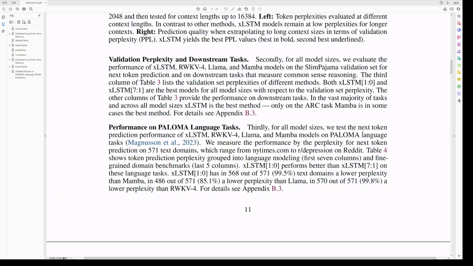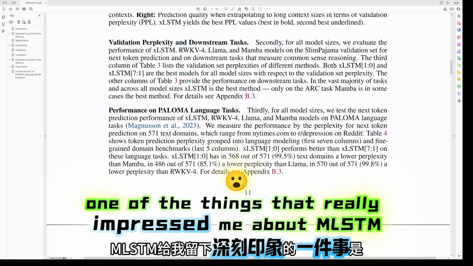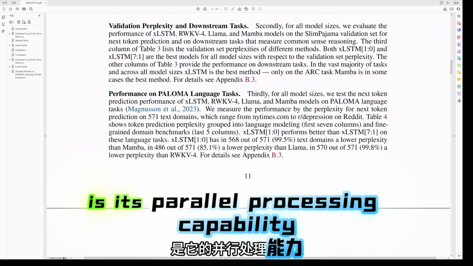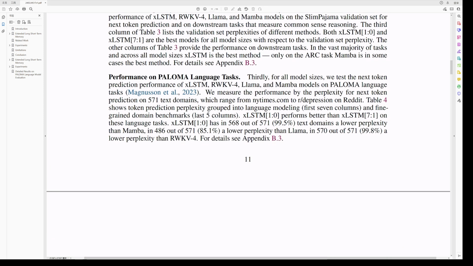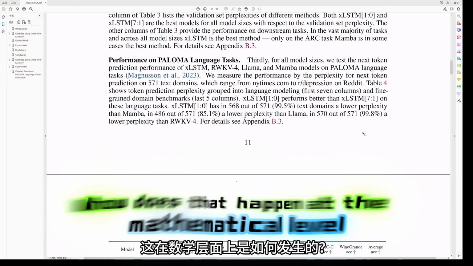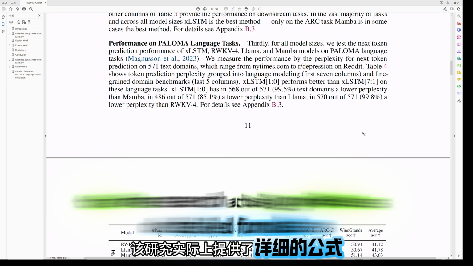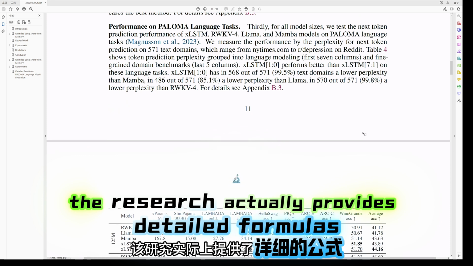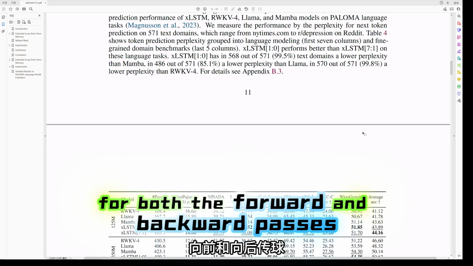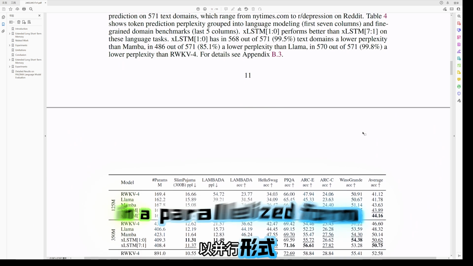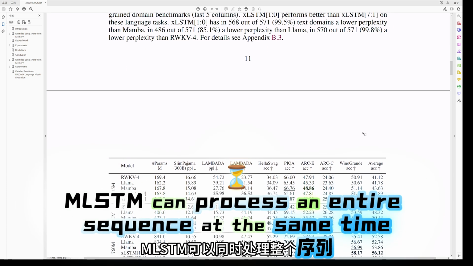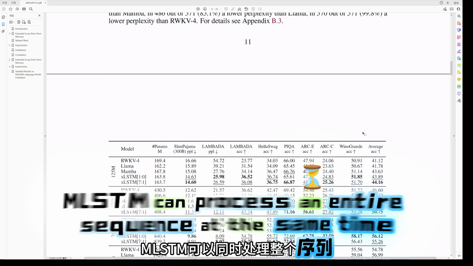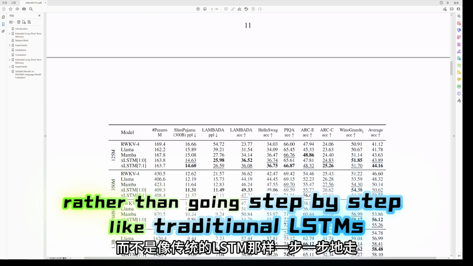That's amazing. Now, one of the things that really impressed me about mLSTM is its parallel processing capability. How does that happen at the mathematical level? What's the magic behind the curtain? The research actually provides detailed formulas for both the forward and backward passes in a parallelized form. Basically, mLSTM can process an entire sequence at the same time, rather than going step by step like traditional LSTMs.